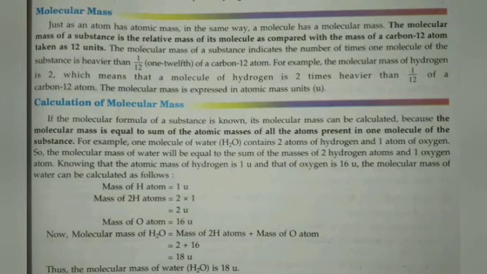So the molecular mass shows how many times heavier a given substance is than the carbon-12 atom. For example, the molecular mass of hydrogen is 2 units, which means that a molecule of hydrogen is 2 times heavier than 1 by 12 of a carbon-12 atom.